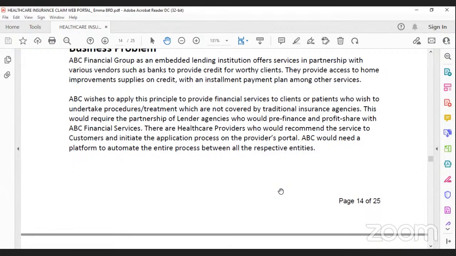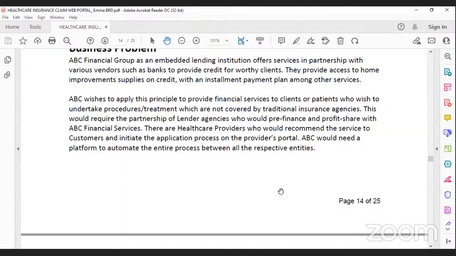ABC wishes to apply this same principle of financial service to clients or patients who wish to undertake procedures or treatments which are not covered by traditional insurance agencies. This would require the partnership of lending agencies who would pre-finance and profit share with ABC Financial Services.